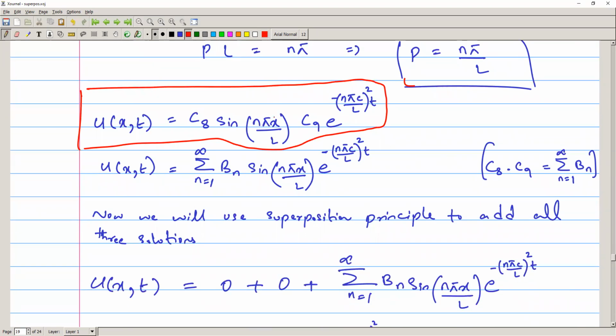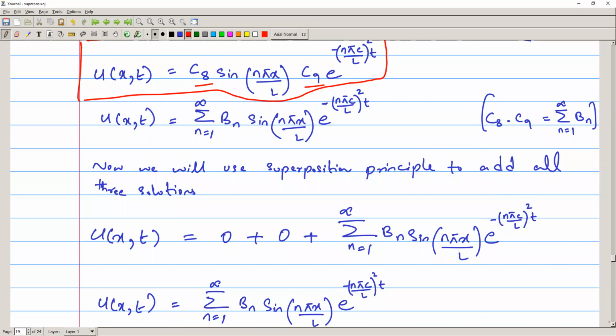Now we can say that this c8 times c9 is a product of two constants. So we can write a product of two constants in a summation form, right? So we will write it as the sum n equal to 1 to infinity of bn, right? We are saying that this product of these two constants is equal to a summation of a series, right? So we can write it like that.